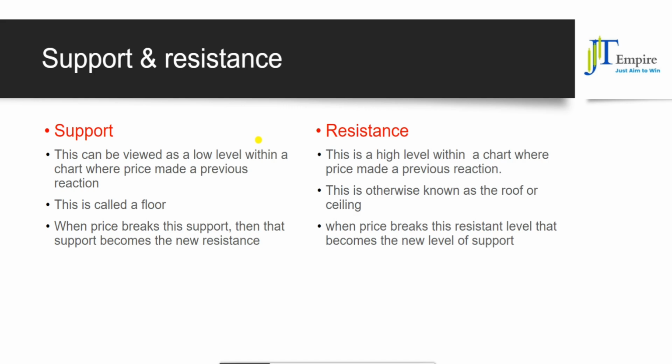Now, resistance is a high level within a chart where price made a previous rejection. This is otherwise known as the roof or the ceiling. When price breaks this resistance level, it becomes a new level of support. You can picture the ceiling in your house. If you could jump and touch your ceiling, it will definitely push you back down.